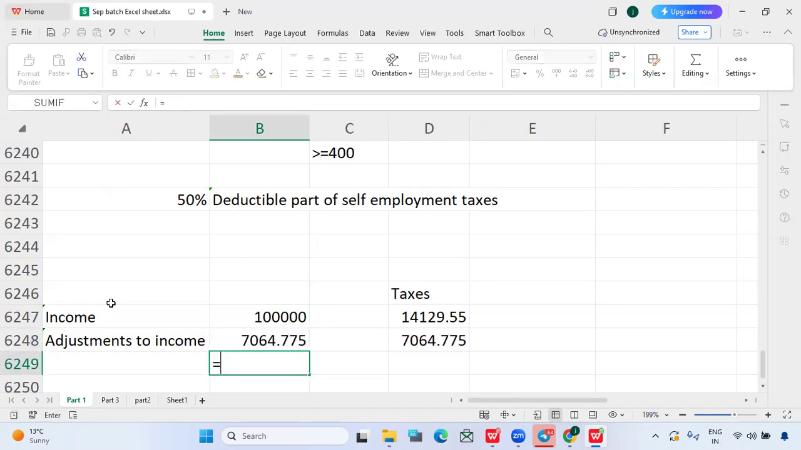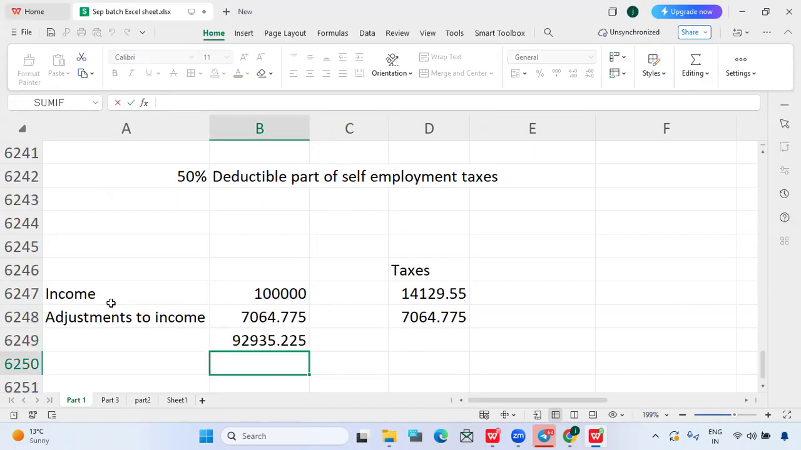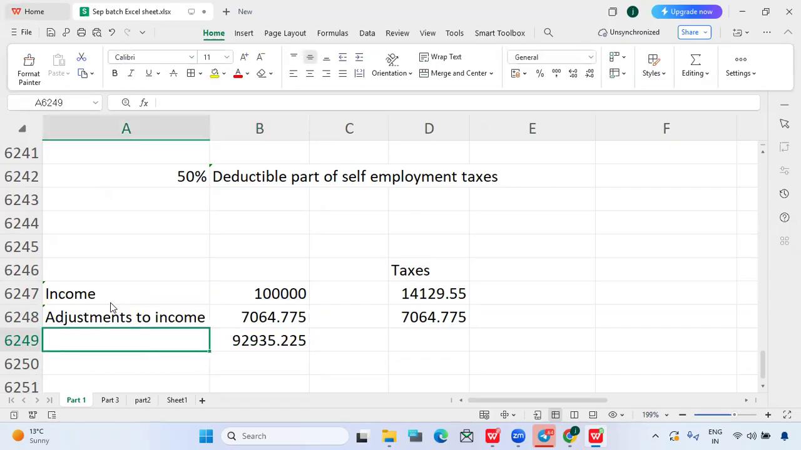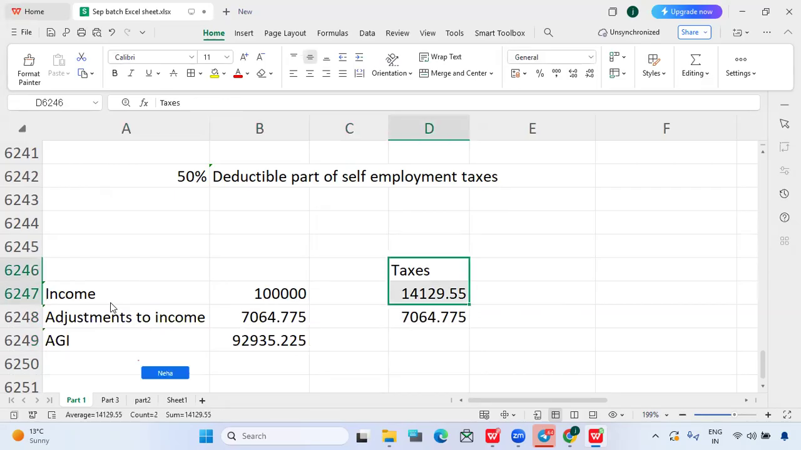So now your total income is 92,935. So this is your AGI. So see the difference. So this is taxes. That directly impacts your total tax liability.